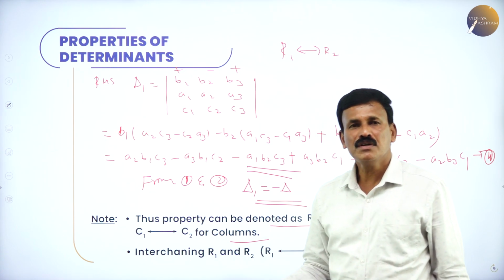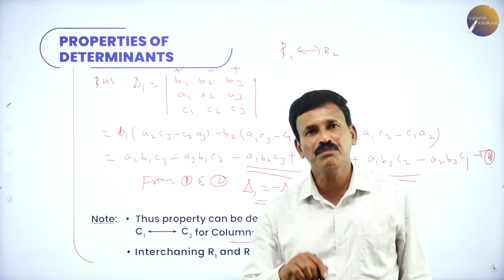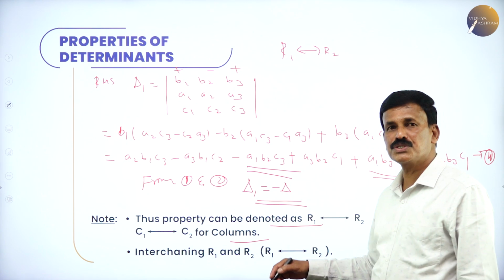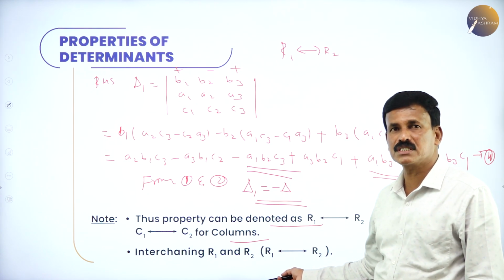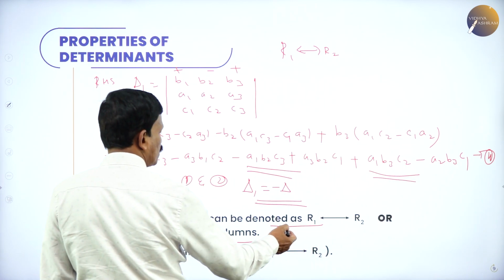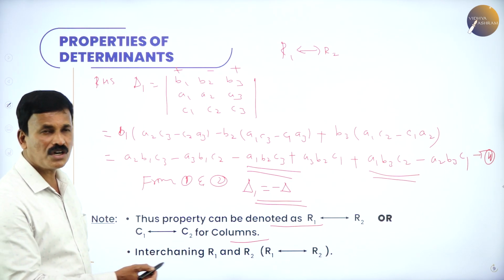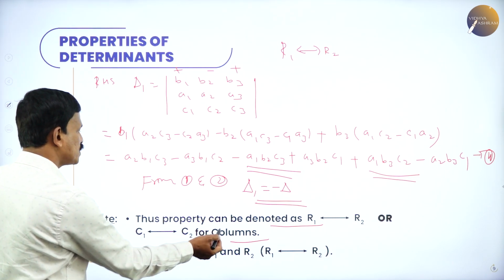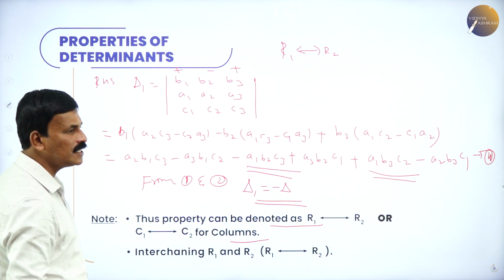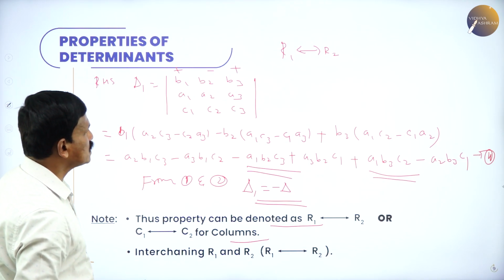The same concept we used for finding the inverse using elementary row operations in the previous chapter, matrices and determinants. The same concept we are going to use to evaluate problems on properties of a determinant. If we interchange any two rows or any two columns, it can be denoted symbolically as R1 interchanges R2, C1 interchanges C2. Now let us take an example.